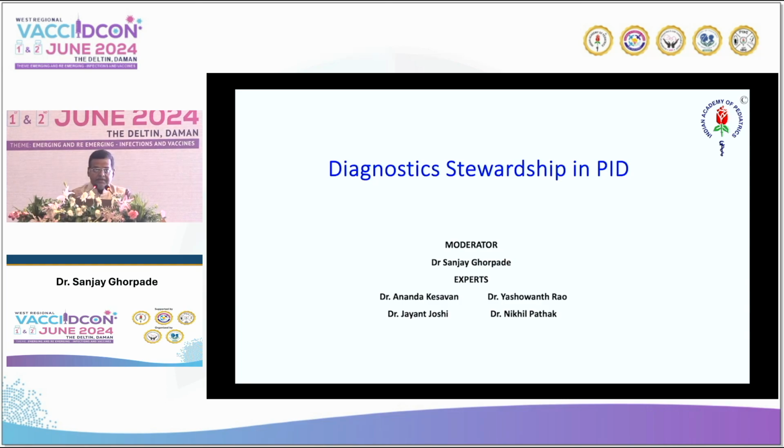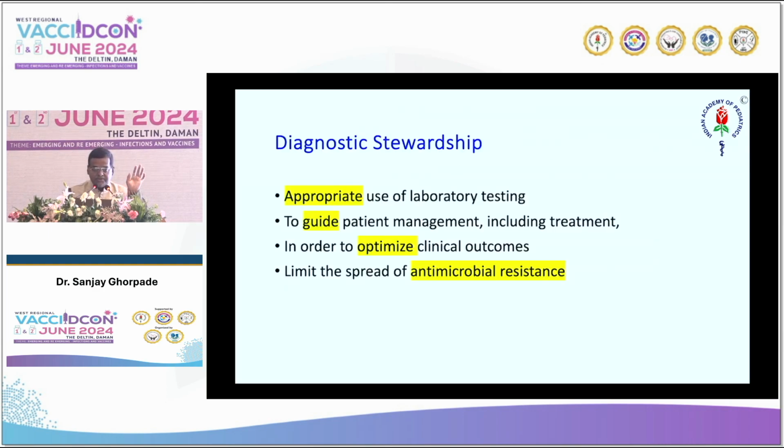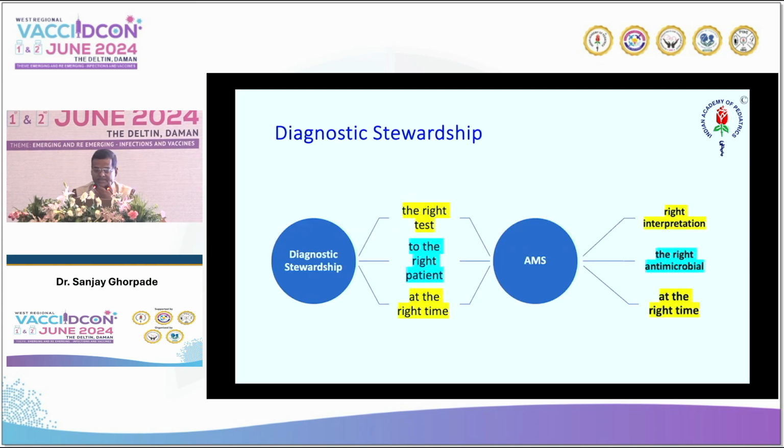So here, we are not discussing the treatment part, antibiotics, etc. Whatever cases we are presenting, these are real cases. Our approach regarding the optimum diagnostic method to come to a conclusion, that part we are discussing in this presentation. So this was the basic concept: number one, appropriate use of laboratory testing; number two, guiding patient management including the treatment part; third, optimizing the clinical outcome; and fourth, antimicrobial resistance. So the concept of diagnostic stewardship means the right test for the right patient and right time to come to a diagnosis, and that will definitely be helpful for AMS, meaning antimicrobial stewardship.